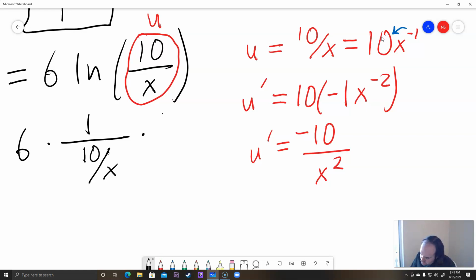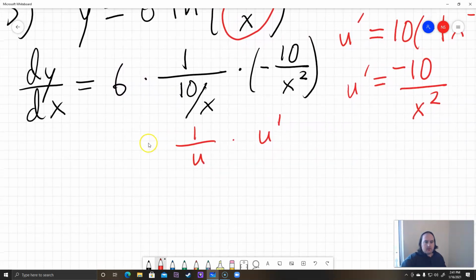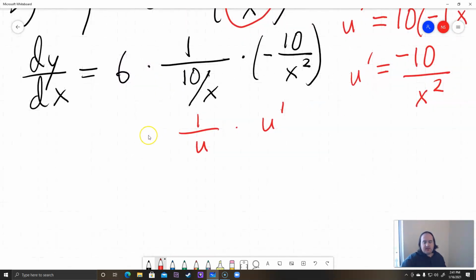Okay, so that's what we've got here. Negative 10 over x squared for our u prime. So that's going to be our 1 over u times u prime. And then, of course, we still have the 6 out front over here. Okay, cool. And you can't leave it like this. You need to simplify it.